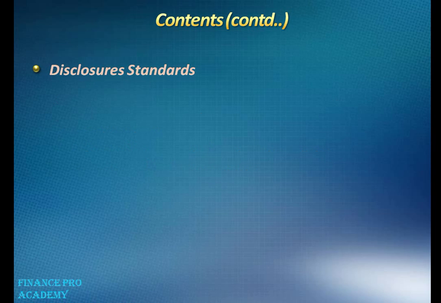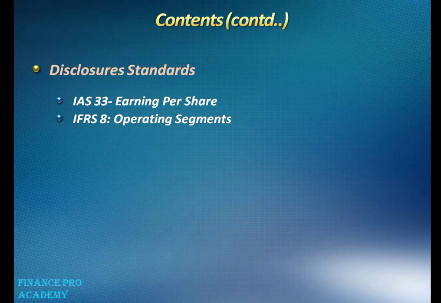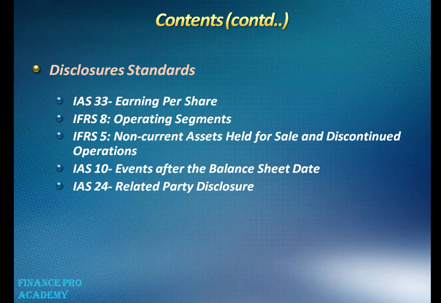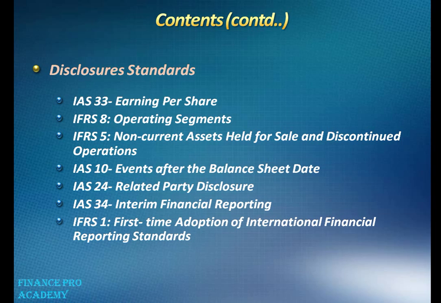The last one is the disclosure standards, which will cover those parts which will have a material impact on the investors, auditors and government. So it includes IAS 33 earnings per share, IFRS 8 operating segments, IFRS 5 non-current assets held for sale and discontinued operations, IAS 10 events after the balance sheet date, IAS 24 related party disclosures, IAS 34 interim financial reporting, and IFRS 1, which is the first-time adoption of international financial reporting standards.